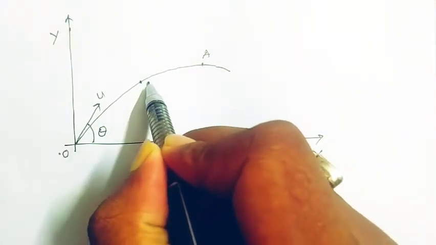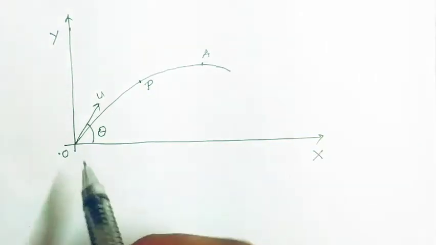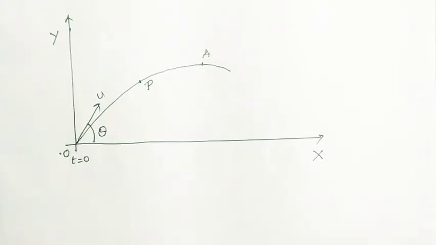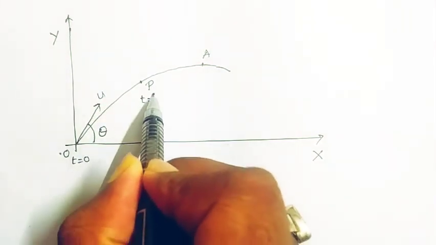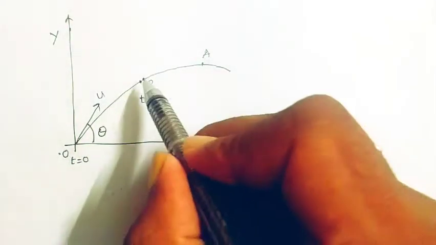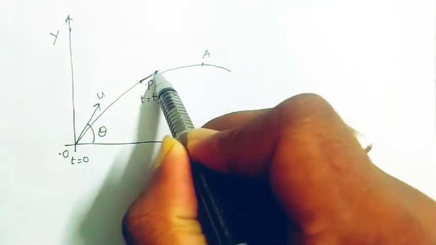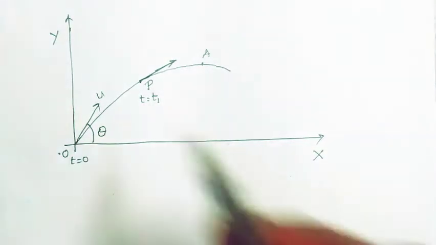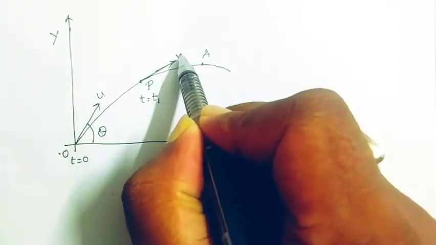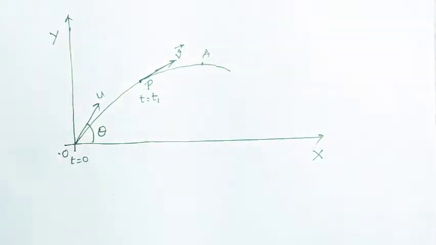If I just take a point capital V here, let us say the particle is at O at t equal to 0, and at t equal to t1 the particle is at this point P. If I draw a tangent here, what does this tangent give? This tangent gives the direction of motion. Let us say at this point the velocity, that is the direction of motion, is along this.